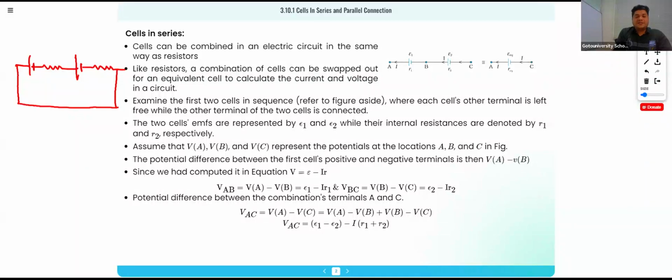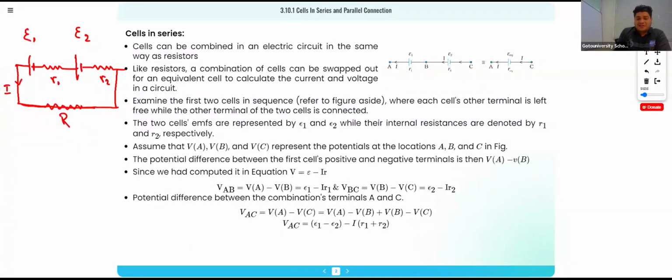This is your EMF E1. This will be EMF E2. This will be your resistance R1. This will be your resistance R2. And here there will be a major resistor, which will be named R. And from this circuit current will flow.